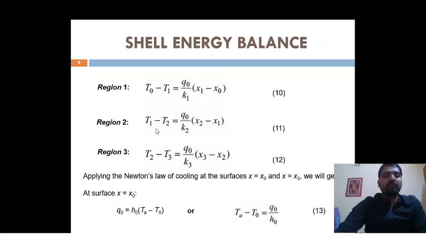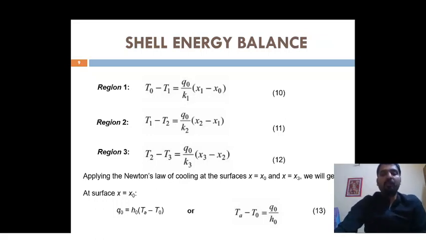For region 2, it is T1 minus T2, which is equal to q naught upon K2, times (x2 minus x1). And for region 3, T2 minus T3 is equal to q naught upon K3, times (x3 minus x2). So these three equations, equation number 10, 11 and 12, show the temperature difference in the solid, basically in the slab, which takes place with the help of Fourier's law of conduction. Now, as we already discussed in the previous slides, with fluid A and fluid B, the mode of heat transfer is convection, so we have to deal with Newton's law of cooling.